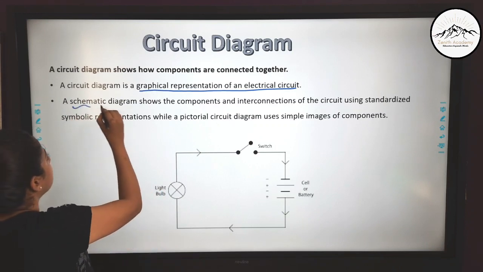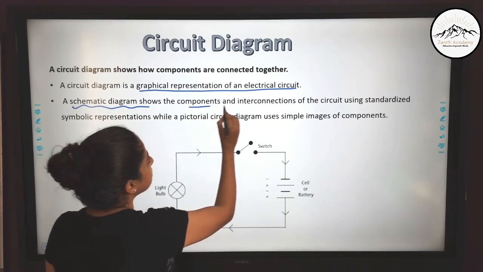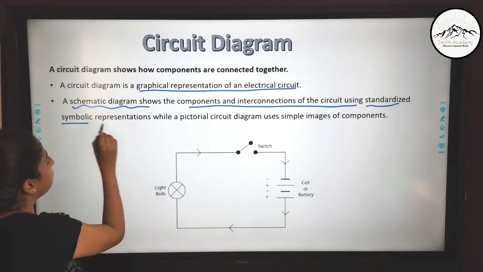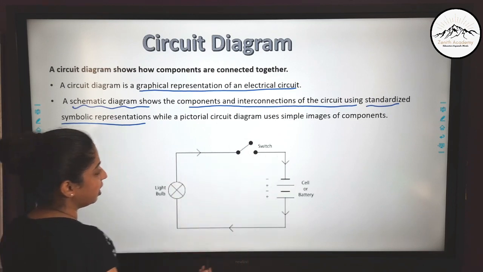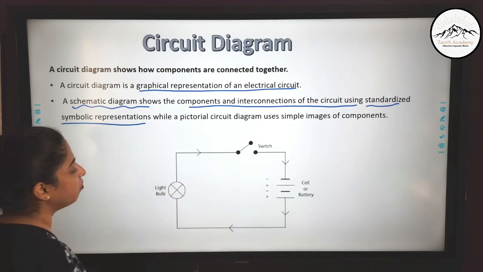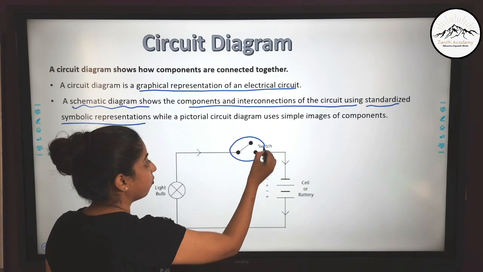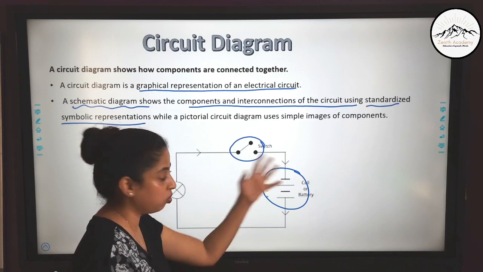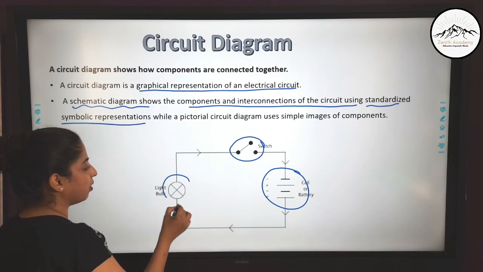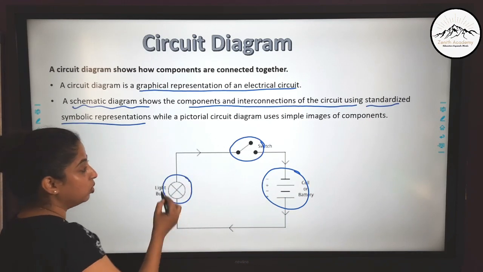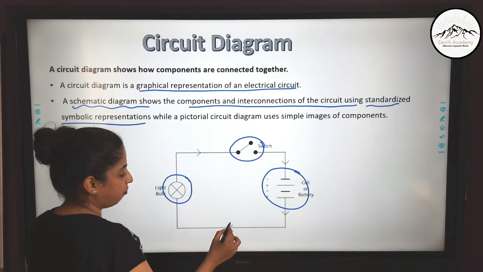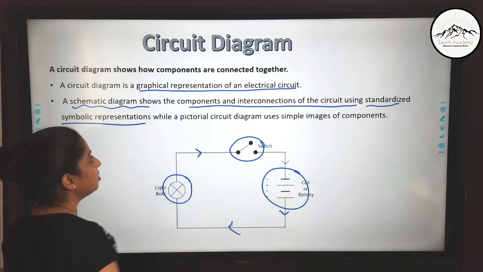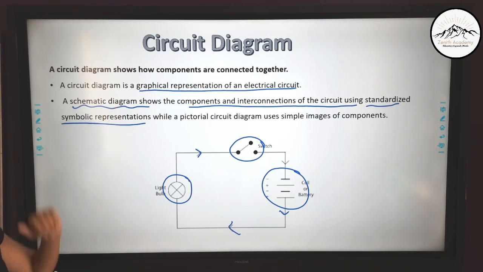Now the schematic diagram shows the components and interconnections of the circuit using standardized symbolic representations. So here you can see a schematic circuit diagram. Here we have taken the symbol of a switch. We have not drawn the switch. We have taken the symbol of a battery and we have not actually drawn the battery. And this is the symbol of a light bulb and we have not drawn the bulb. And this is the representation of a wire and we have to show the direction of current also. So this is a schematic circuit diagram.